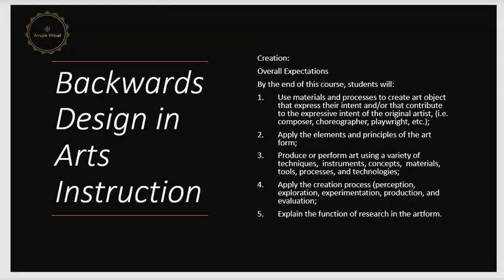In terms of creation, backwards design concepts and overall expectations might be these. By the end of this course, students will use materials and processes to create art objects that express their intent and/or that contribute to the expressive intent of the original artist, i.e. composer, choreographer, playwright, etc. Apply the elements and principles of the art form. Produce or perform art using a variety of techniques, instruments, concepts, materials, tools, processes, and technologies. Apply the creation process: perception, exploration, experimentation, production, and evaluation. Explain the function of research in the art form.